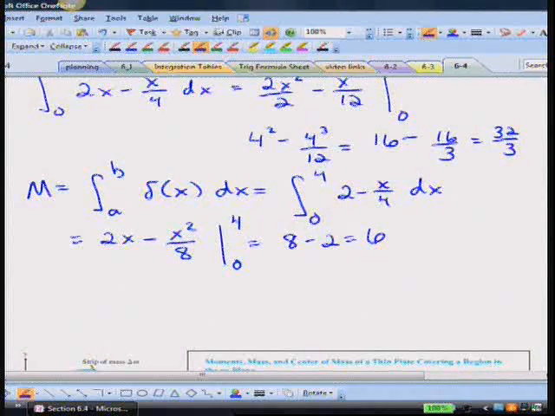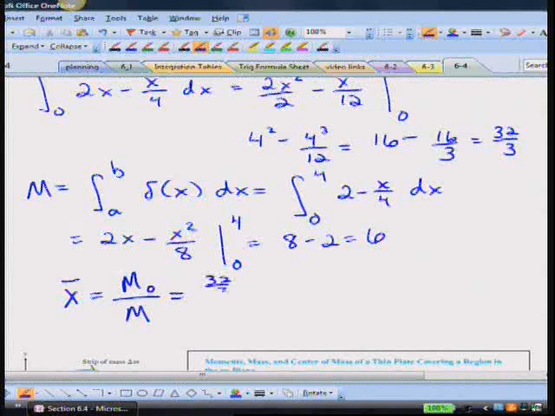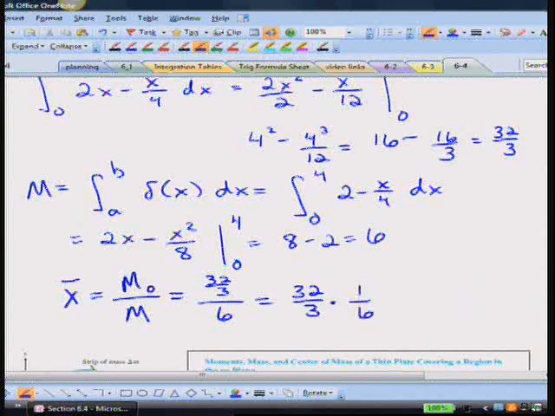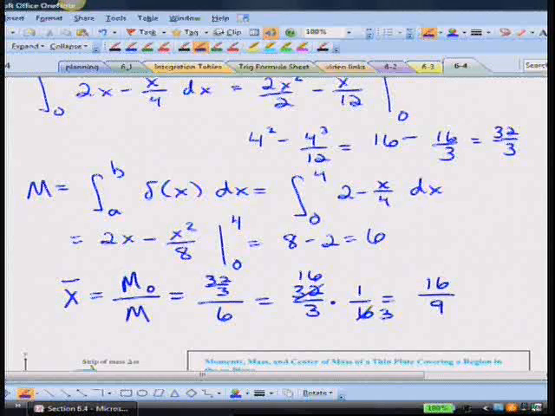And then finally, to get the center of mass, where you should place it so that it balances, you do the moment about the origin divided by the mass. So that's going to be 32 thirds divided by 6, which is 32 thirds times 1 over 6. Let's see, we can reduce this. So 2 goes in there 3 times, and goes in there 16 times. So 16/9 is the location that you should place the fulcrum so that the rod is balanced. All right? So that's fun, right?